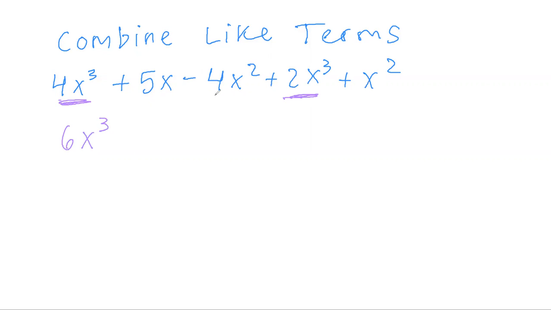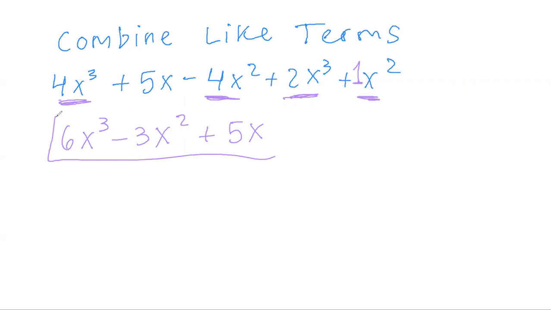The second thing I can combine is the negative 4x squared and then just the x squared. So even though there's no number in front, we always assume that there's a 1 in front of that. So it's negative 4 plus 1, which is negative 3x squared. And then I just have my 5x, and I don't have anything else to combine it with. So this is my result.